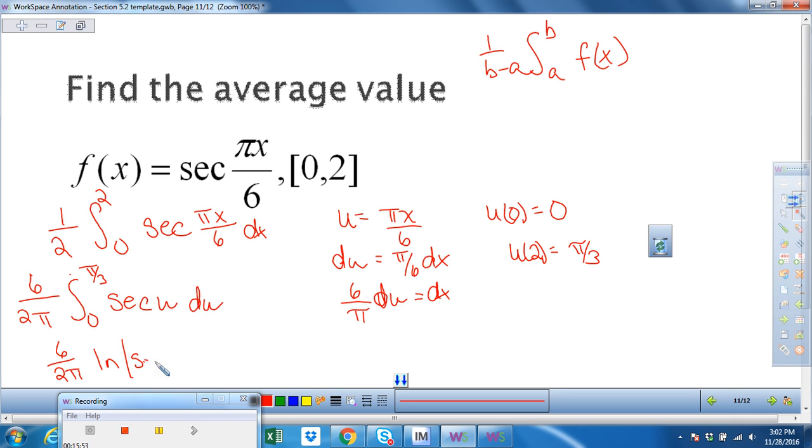So I think it was secant u, was it plus tan u or something? I don't remember. But whatever it is, you can figure that out from there and just evaluate it from 0 to pi over 3. Okie dokie? All right, I think that's it.